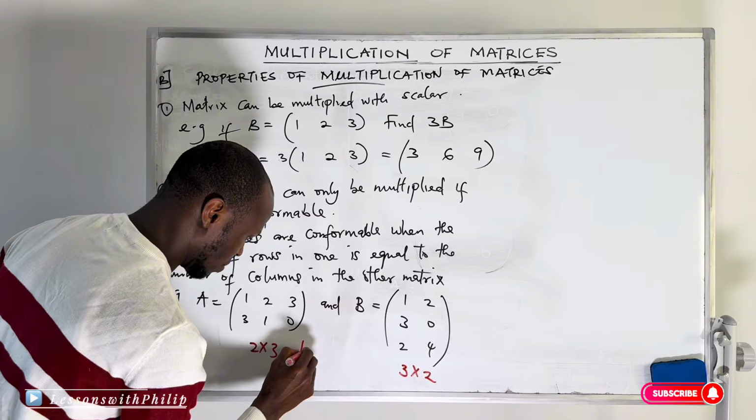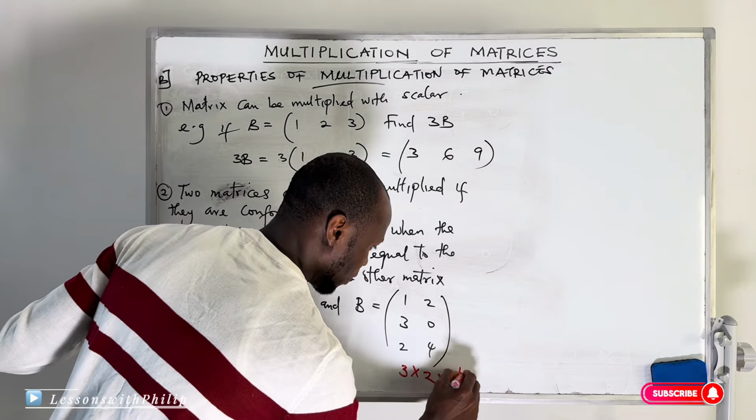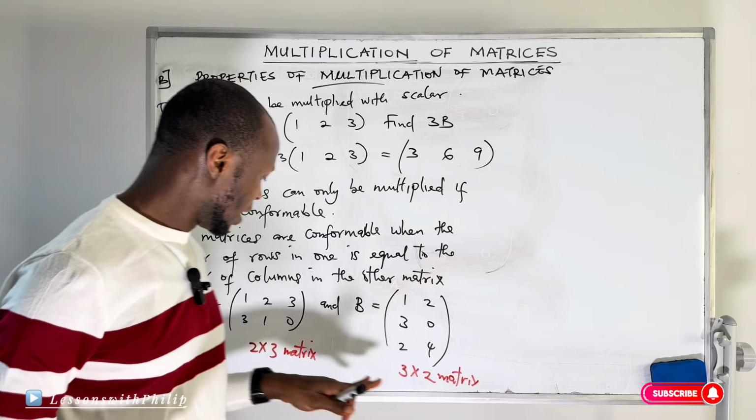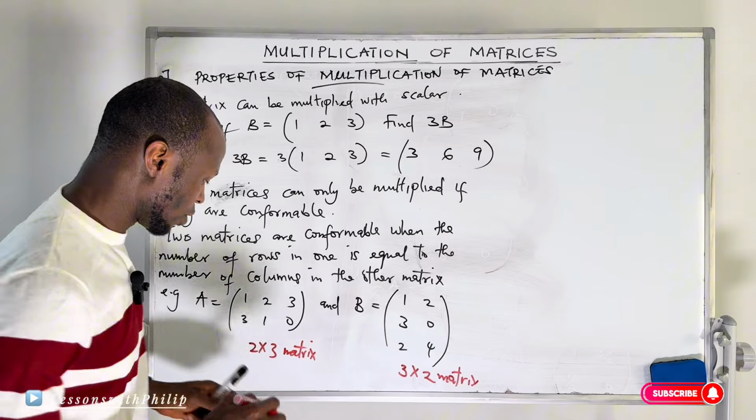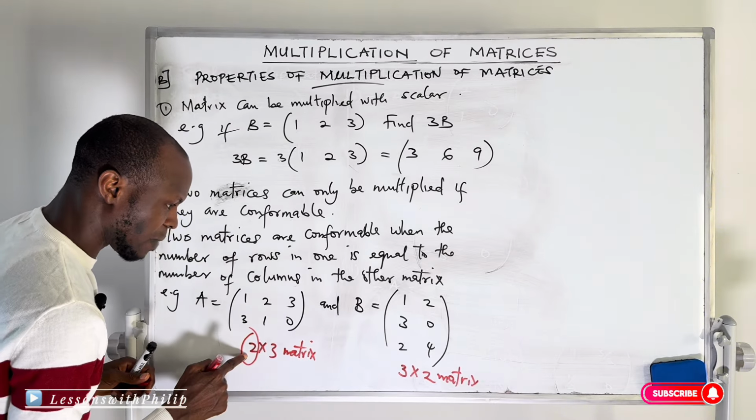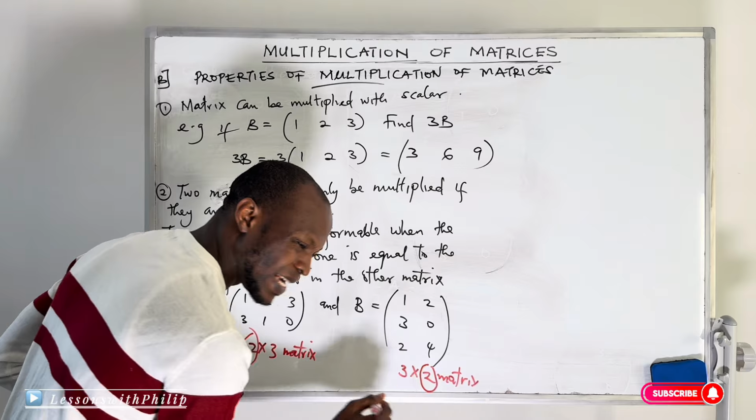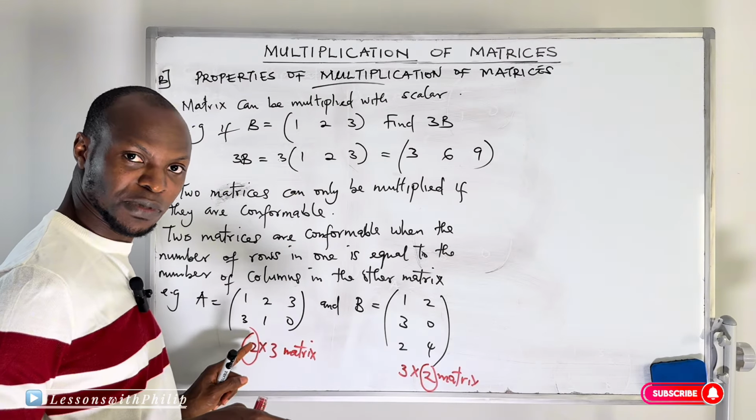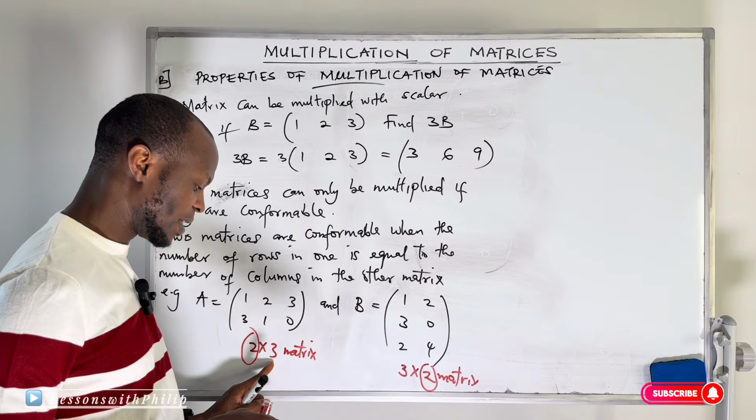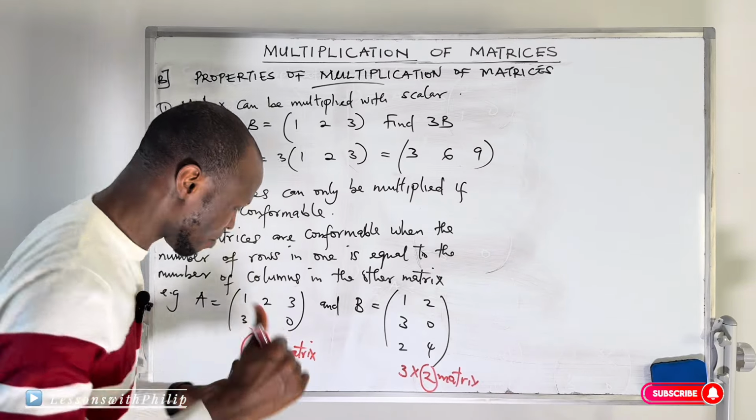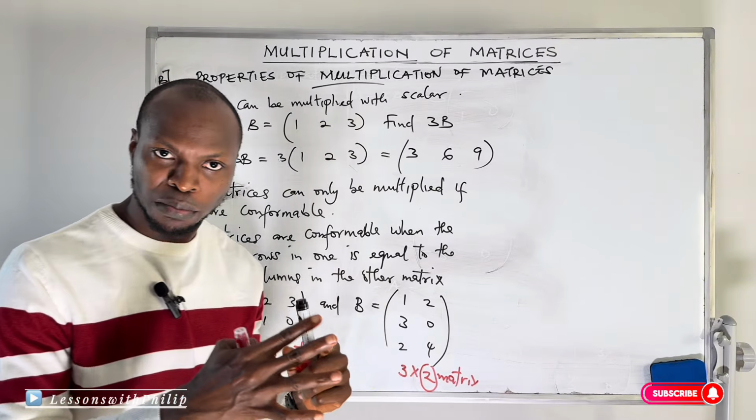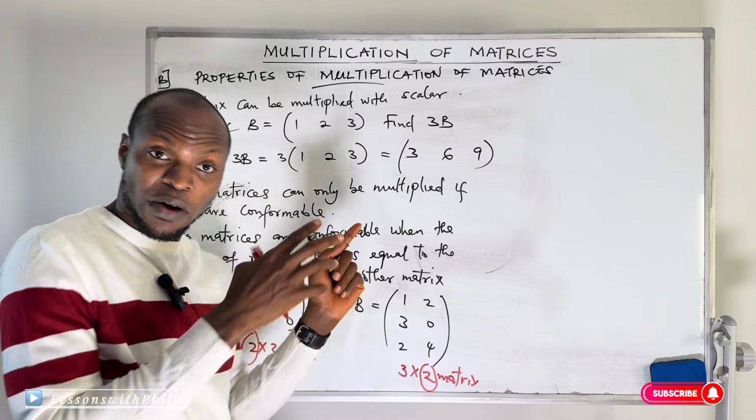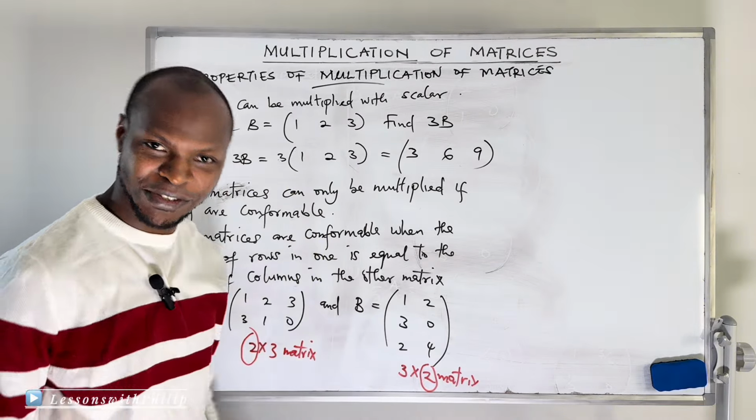I'm trying to explain that now. So this is a 2 by 3 matrix. This is a 3 by 2 matrix. Now these two matrices can be multiplied because the number of rows in this matrix equals the number of columns in this matrix. Don't forget, I've explained the order of a matrix. The first number specifies the number of rows, while the second one specifies the number of columns. Do you remember? Perfect. So you can only multiply two matrices when the number of rows in one equals the number of columns in another. Do you get it? Perfect.